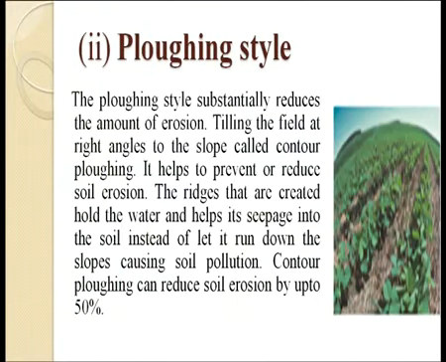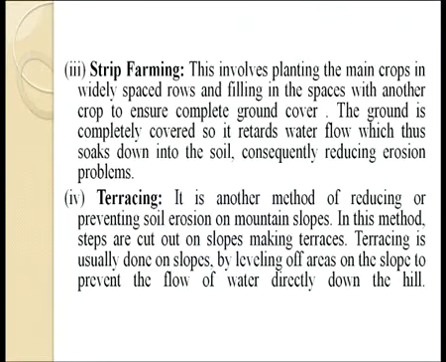The ridges that are created hold the water and help its seepage into the soil instead of letting it run down the slopes, causing soil erosion. Contour plowing can reduce soil erosion by up to 50%. Strip farming. This involves planting the main crops in widely spaced rows and filling the spaces with another crop to ensure complete ground cover. The ground is completely covered, so it retards water flow, which thus soaks down into the soil, consequently reducing erosion problems.